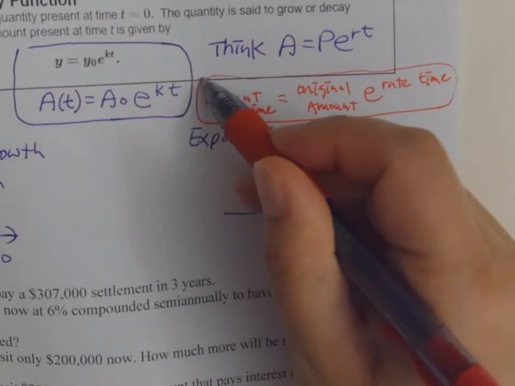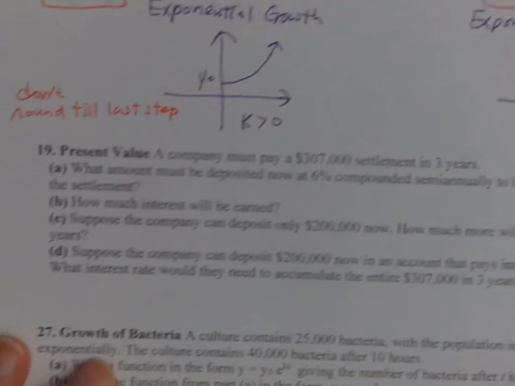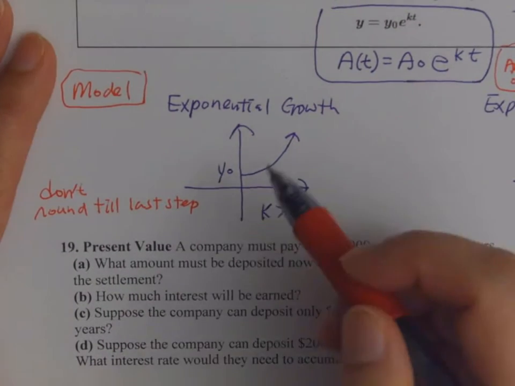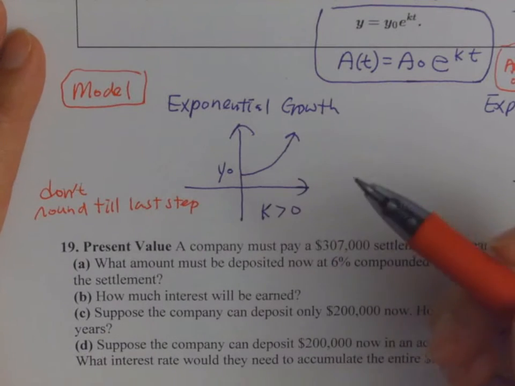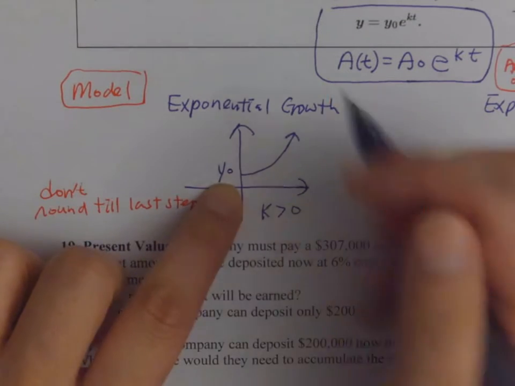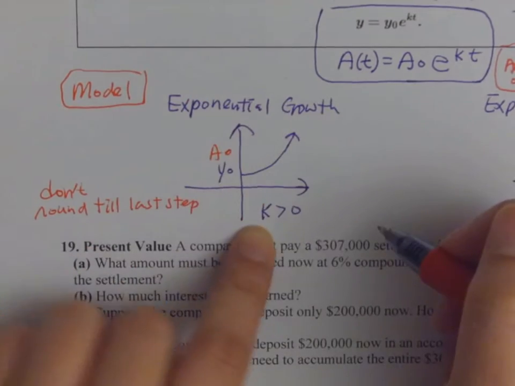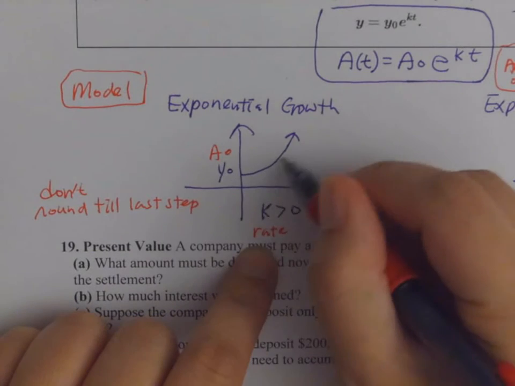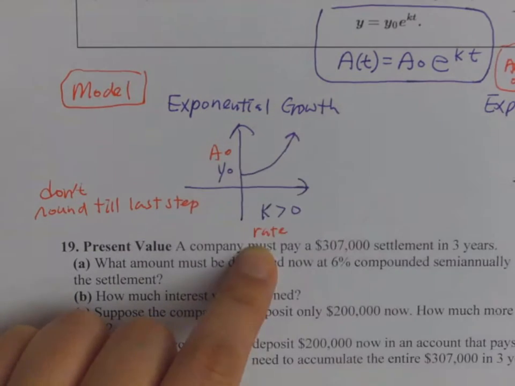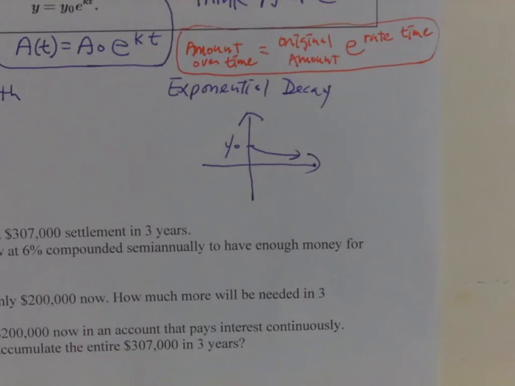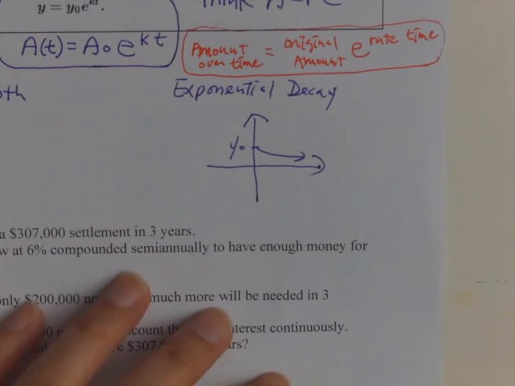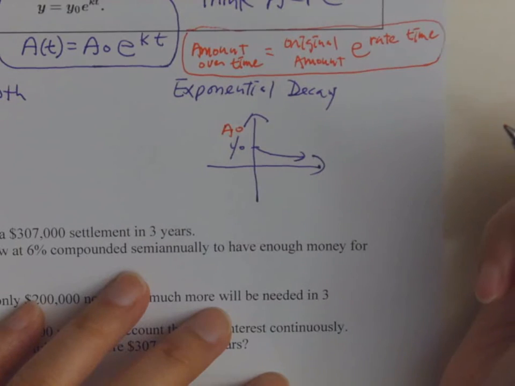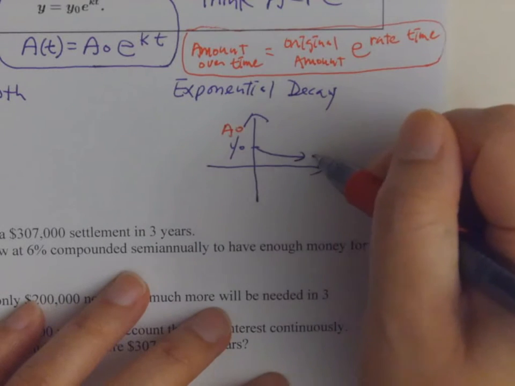It has an exponential growth and decay model. So it has two models. One of them is when the k, the rate, is a positive number, then we will have a model that looks like this. It's going up over time. This is exponential growth, starting with the original amount. If the rate k is a positive number, then it's going to grow over time like this.